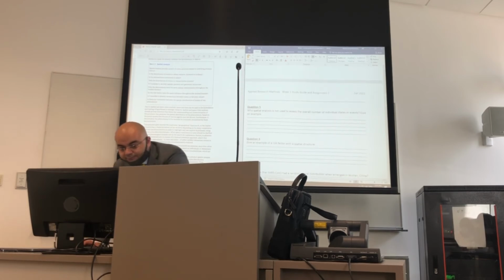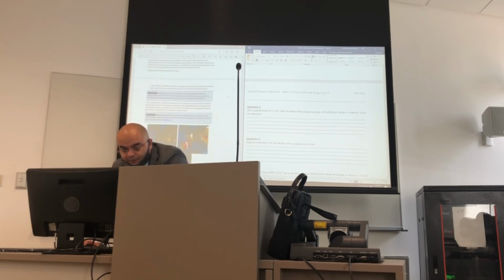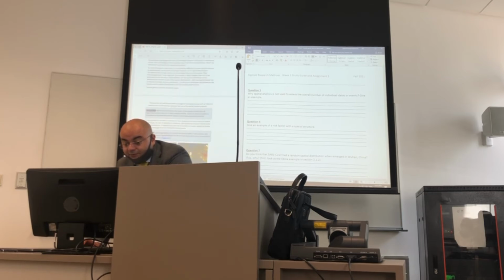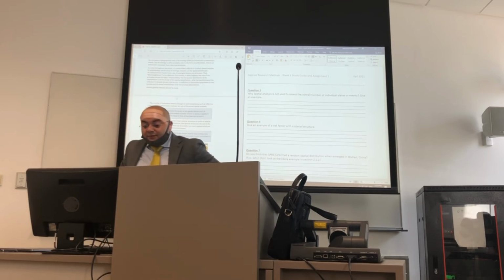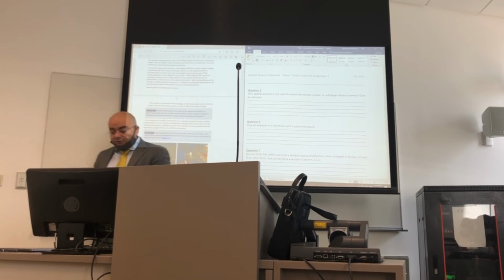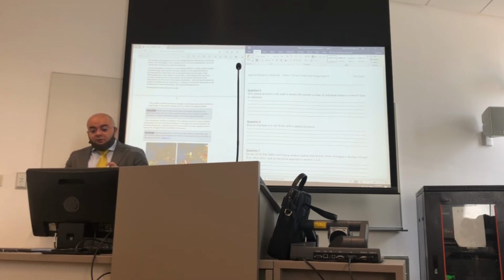Now, the question: why is spatial analysis not used to assess the overall number of individual states or events? Give an example. Several remarks are needed. The number of individual events, changes in the individual such as infection cases, is part of the process analysis, but not the actual spatial analysis. So why is spatial analysis not used to assess the overall number of individual states?